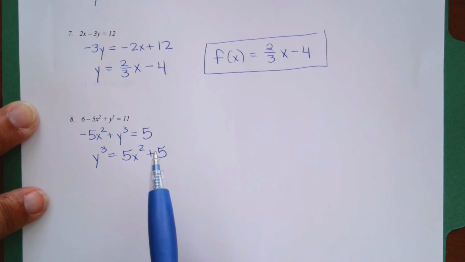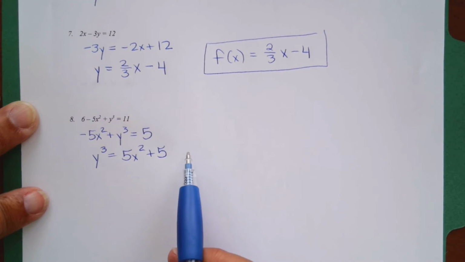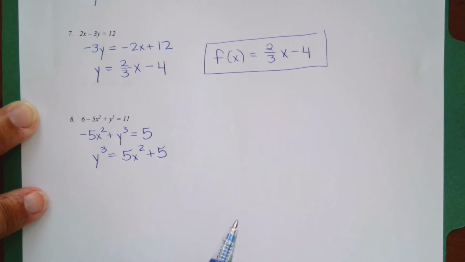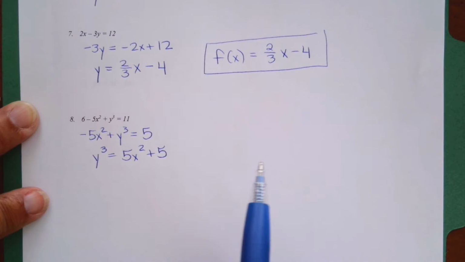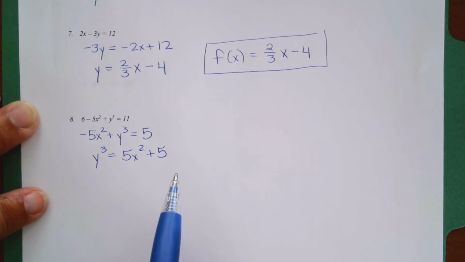Okay, and right here, some of you are going to ask, why can't I write 5 plus 5x squared? Why don't I put this at the end? You can. There's nothing wrong with that. But remember, in algebra, typically we write our exponents so that they go down in order, right? That's just a standard form. So I always put the higher exponents in the front.